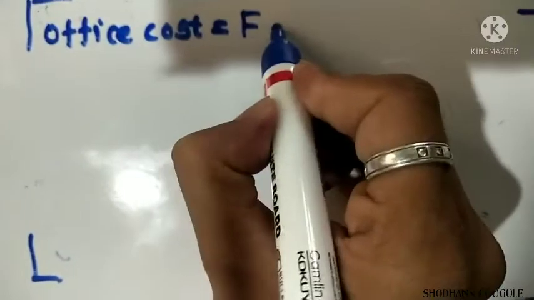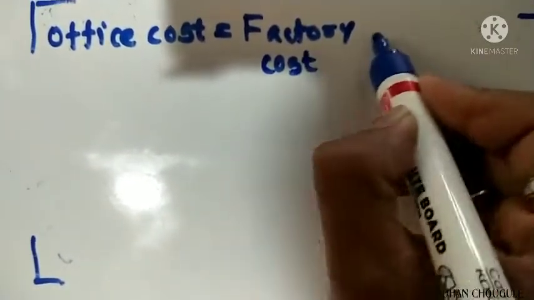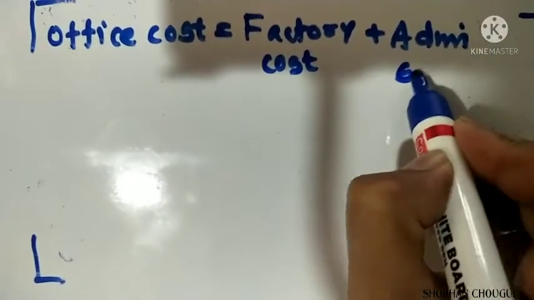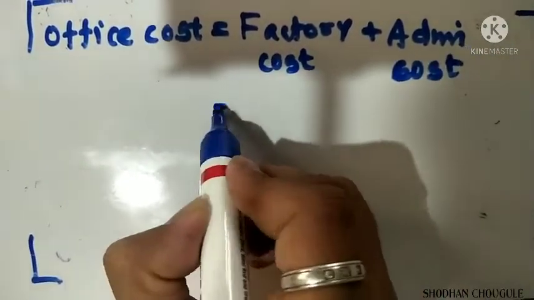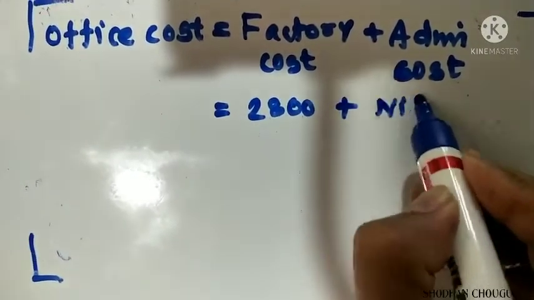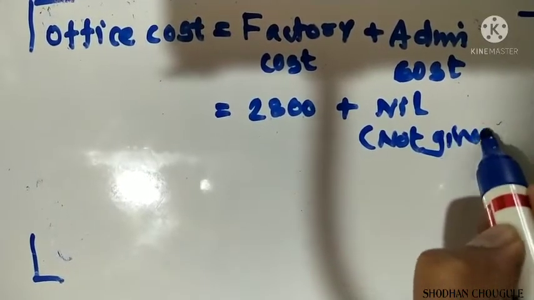So the office cost is factory cost plus administrative expenses. So factory cost we have just got 2800. Administrative expenses they have not mentioned in the problem, so we have to consider that as nil, that is 0. So office cost is also 2800 rupees.